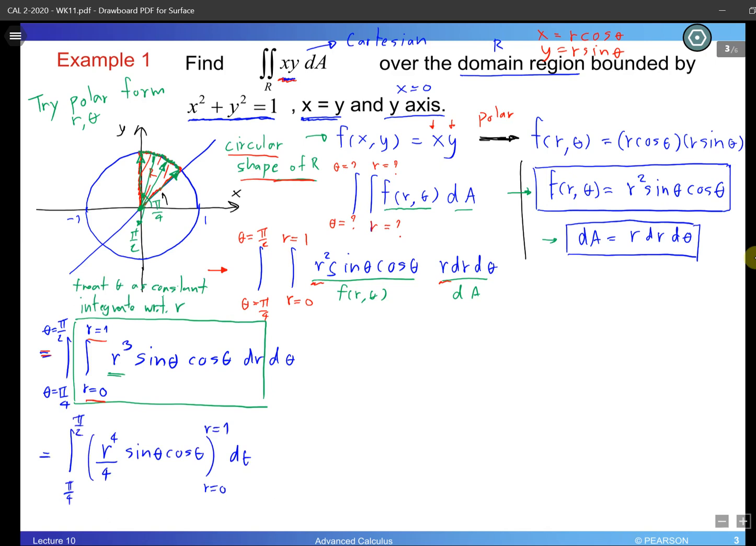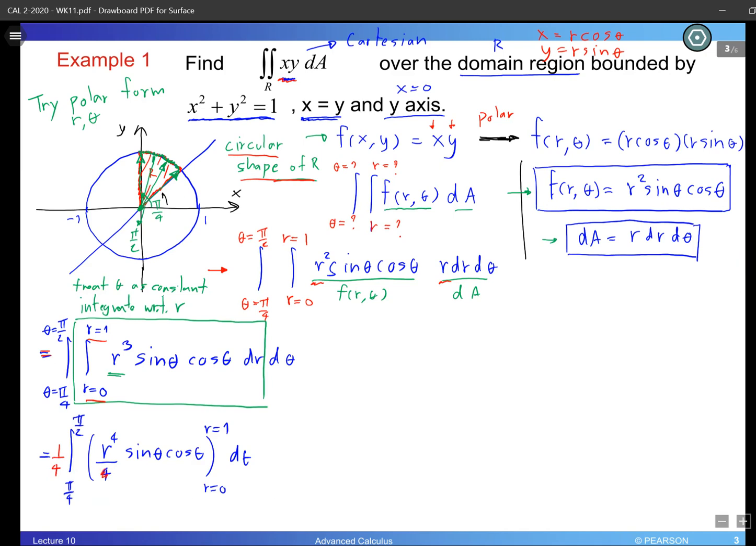When 1 goes in, it's going to be 1 over 4. What about I take this 1 over 4 out? This is a constant, right? I'm going to take it out right here, 1 over 4. This is easier.